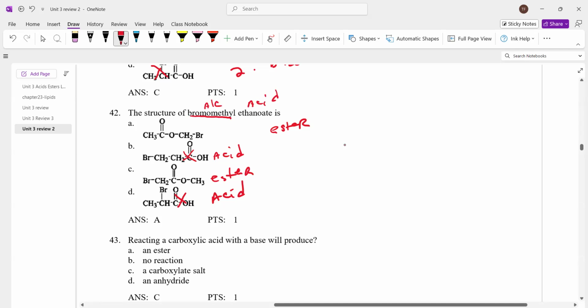Okay, in this case, the bromo is with the methyl. In this case, the bromo is with the acid side, so this is not it.